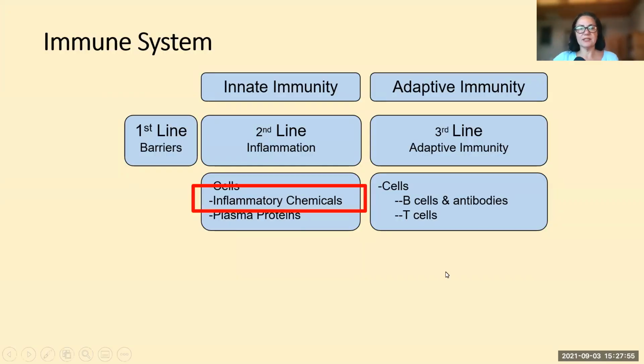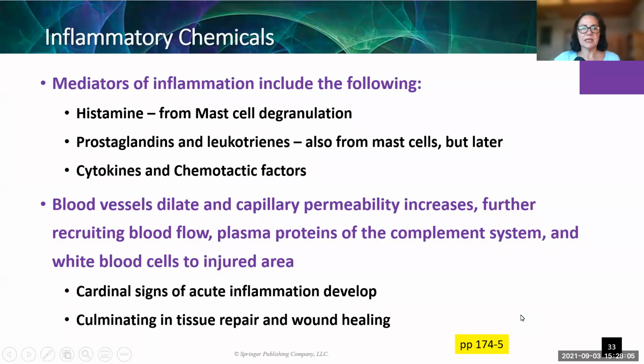All right, so we're here. Now we have finished with the cells for now, and we're going to move on to the inflammatory chemicals. I mentioned some of them in passing in part 1, but some of the mediators of inflammation include histamine, these from mast cell degranulation.